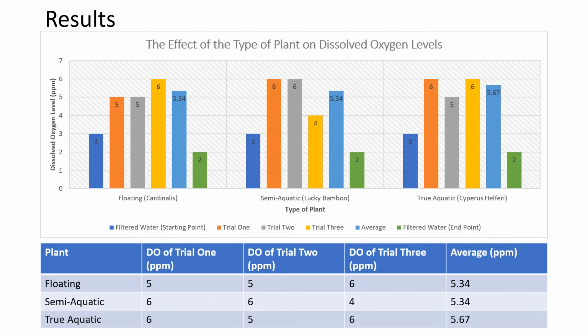As I predicted, the final DO levels of the different plants show that oxygen is released more directly and quickly into the water by fully submerged plants, with the true aquatic plants having an average of 5.67 parts per million, or ppm. The semi-aquatic and floating plants each had an average DO level of 5.34 ppm. This means that while all of the plants have made the DO levels increase by more than 2 ppm, with the true aquatic plants reaching an increase of almost 4, the filtered water, which was the constant, saw a decrease from its starting point at 3 ppm to 2 ppm.